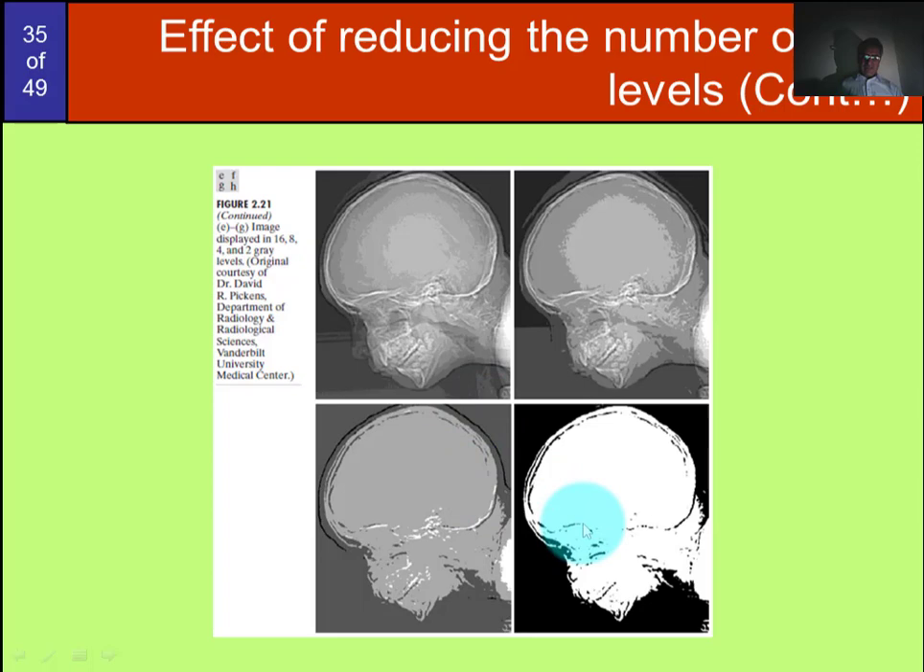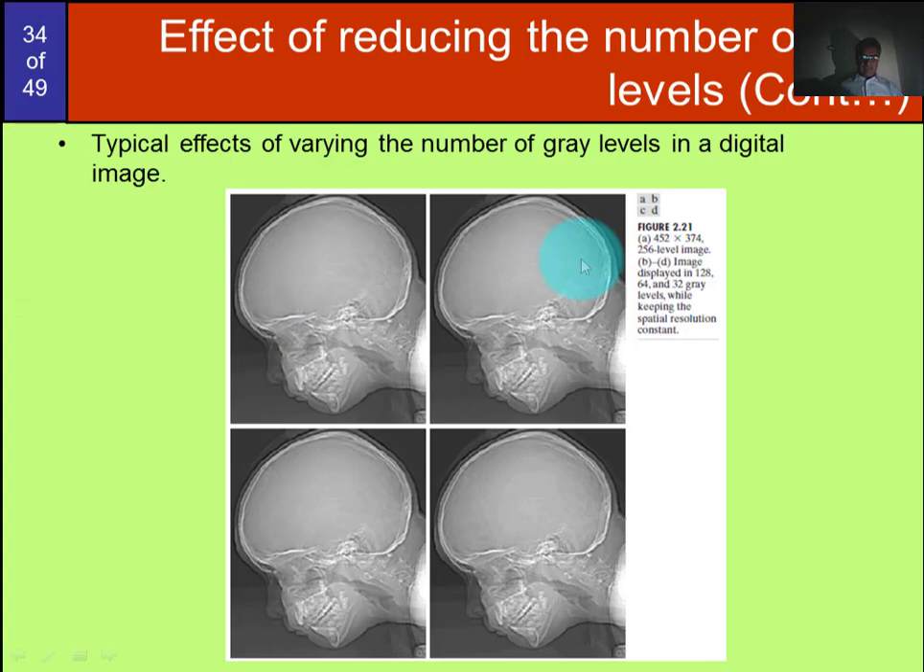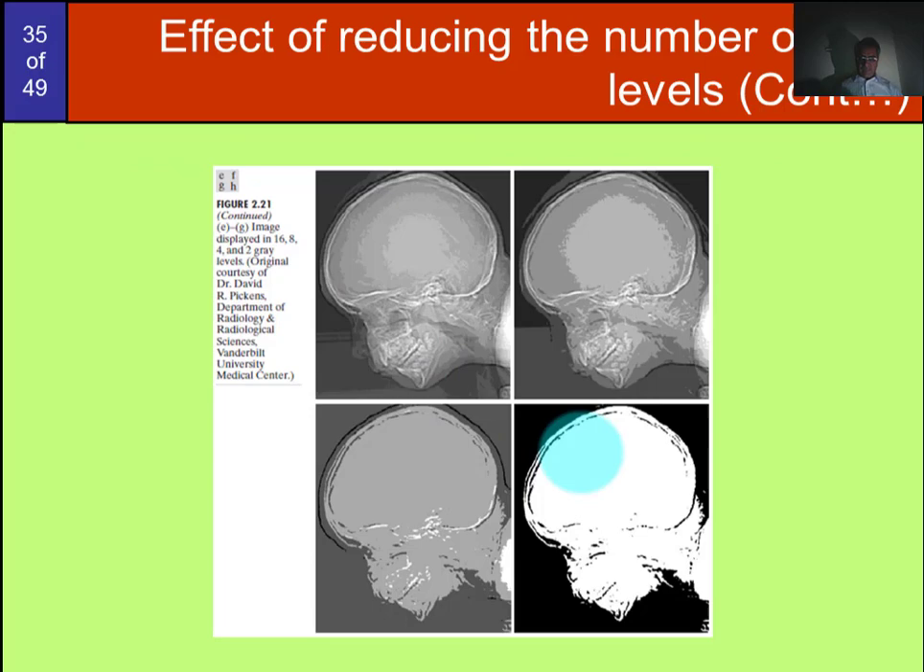When we reduce the gray levels, the quality of the image becomes poor, and when we increase the number of gray levels, the quality of the image improves gradually, and at the end it becomes a very fine image. The last image is a very fine image because it contains all 256 colors, a very large gray level resolution. The very low gray level resolution you may observe in the last image. This is a binary image because there are only two gray levels, black and white, so the quality of this image is very low.